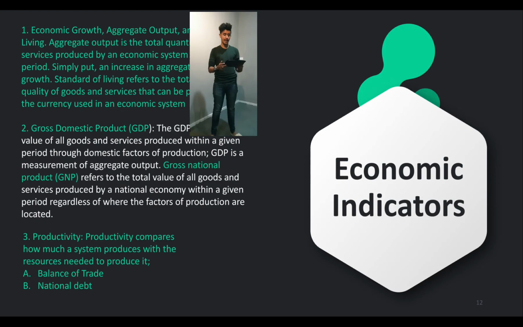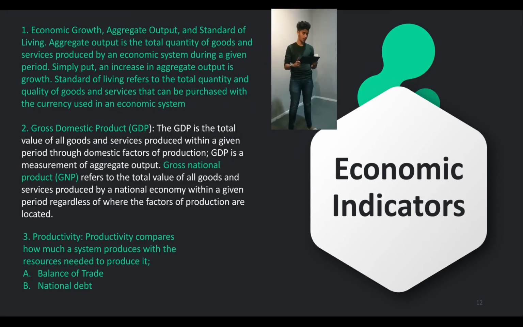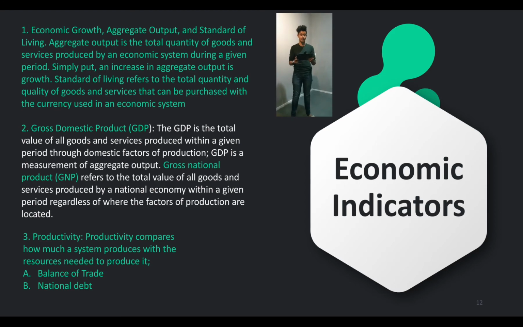The next one is economic indicators. The first one is economic growth, which covers aggregate output and standard of living. Aggregate output is the total quantity of goods and services produced by an economic system during a given period. Simply put, an increase in aggregate output is growth. Standard of living refers to the total quantity and quality of goods and services that can be purchased with the currency used in the economic system.